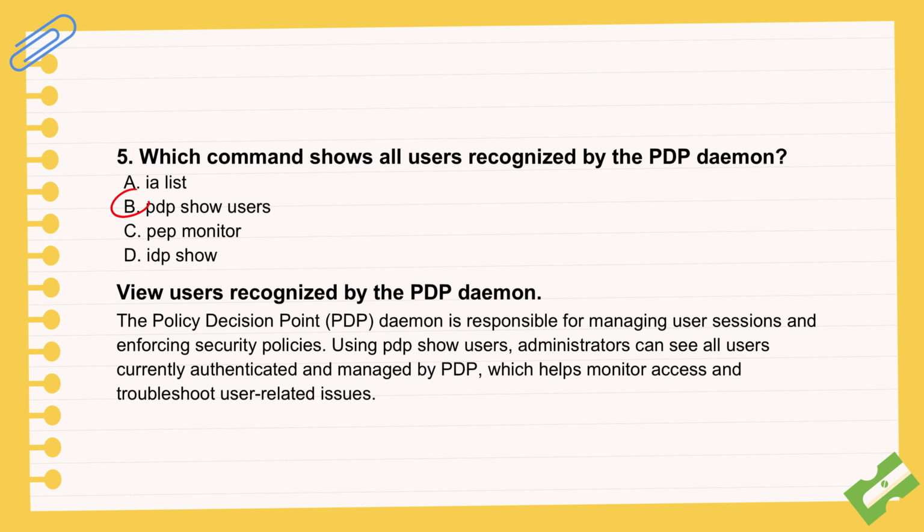So pdp show users lists out all the users the PDP currently knows about, the ones it has identified. Understanding who the PDP sees is fundamental if you're troubleshooting access problems or identity awareness issues. Like if someone says they can't access something, you run pdp show users. If they're not even on that list, the system doesn't know who they are yet. It helps you confirm if the policies are even being applied to the right person. It's like checking the guest list, you know?